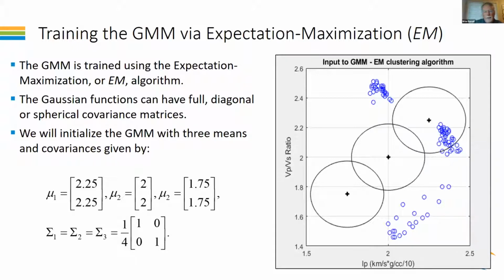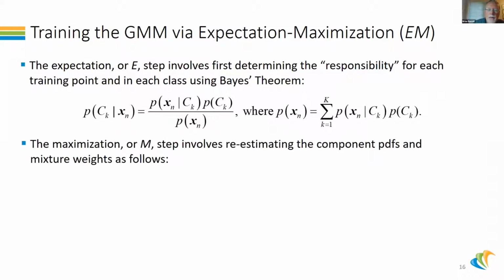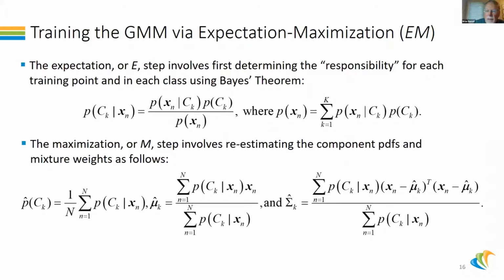Now the next slide's a little messy with the math, but you may want to look at this in detail later. The expectation step determines what's called the responsibility for each training point in each class using Bayes' theorem. And then the maximization step involves re-estimating the components in the following way. There's a lot of math here, but that's the actual messy mathematics of the algorithm itself. I'm not going to go through it in detail, but basically you first determine the expectation for each training point, then you maximize it by iterating through this. And it's repeated till convergence.